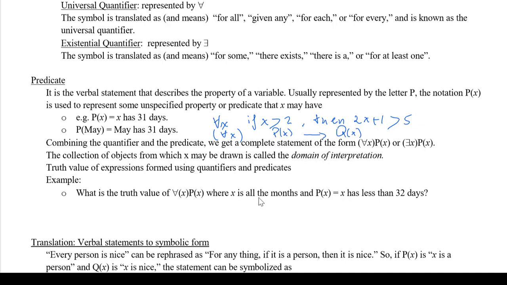where x is all the months, and P of x equals "x has less than 32 days." So for sure, undoubtedly, the above statement is true, since no month has 32 days. So for any month x, less than 32 days. We know it is either 30, 31, or sometimes 28, 29 for February. So this statement is true.